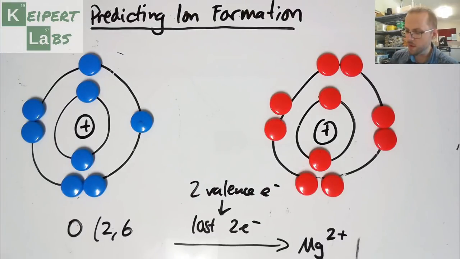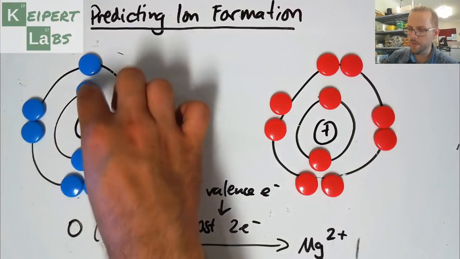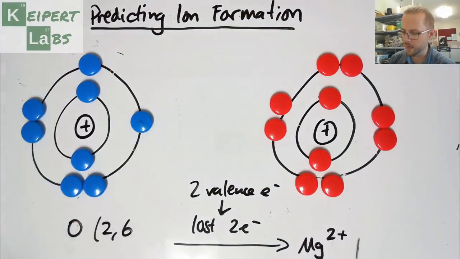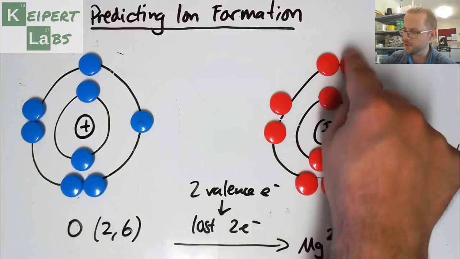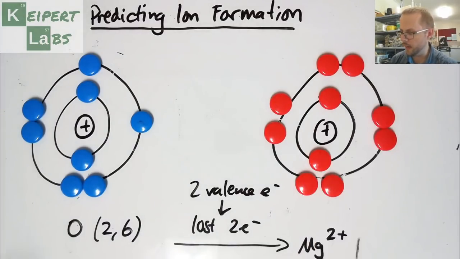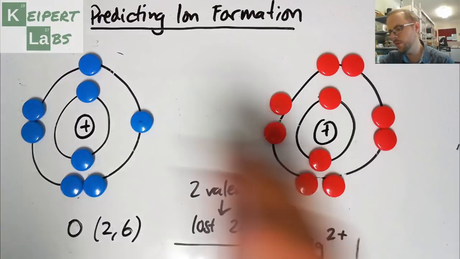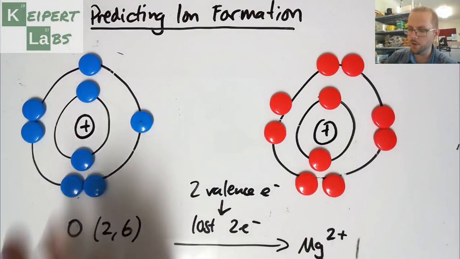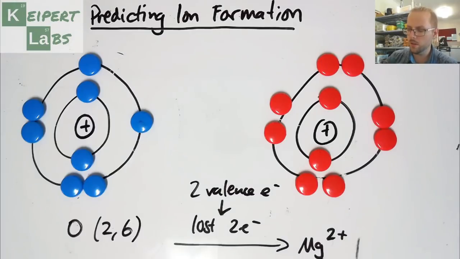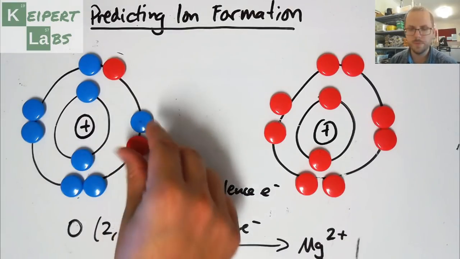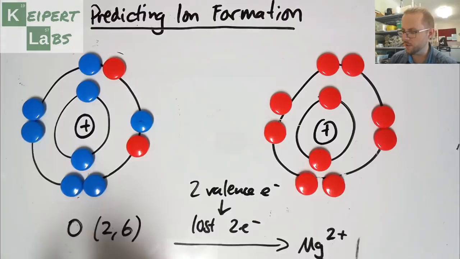Okay, so I've got 2 and then 6 to give me an atomic number of 8. Now what we want to do is that for oxygen, it's going to try and seek out the same idea of this full valence shell. But in order to do that, it's got to go from 6 in its outer shell to 8.